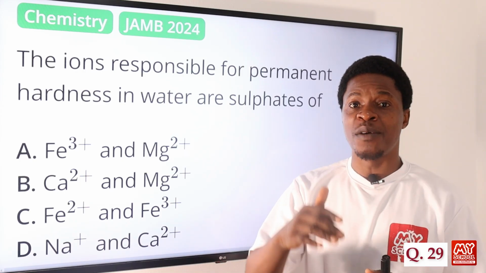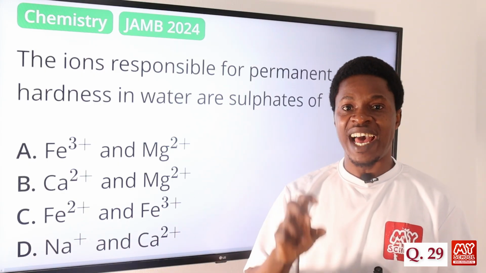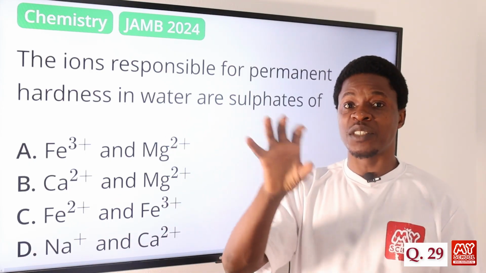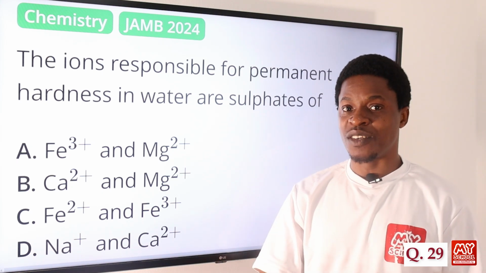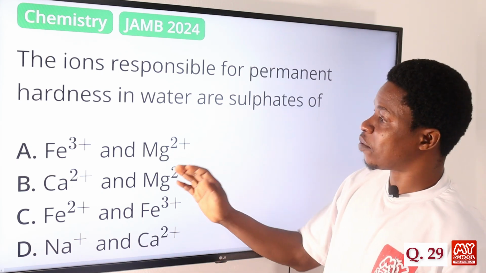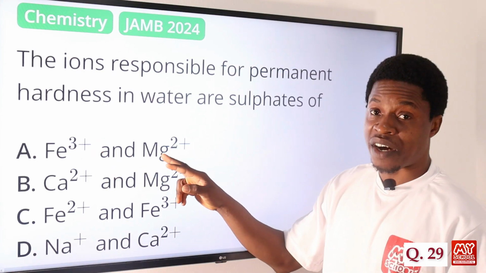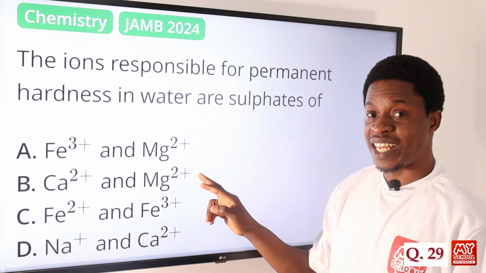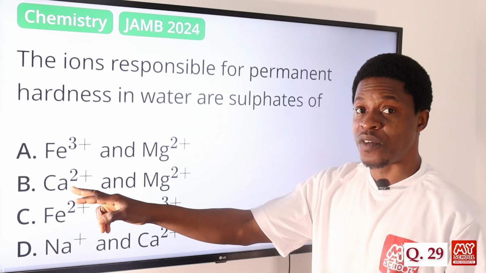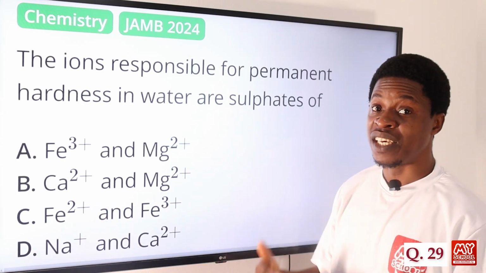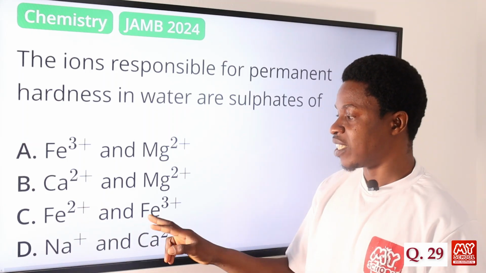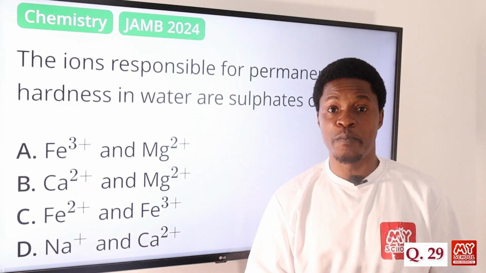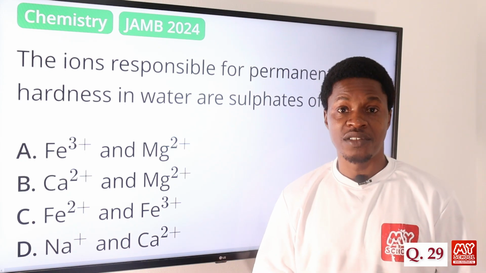In other words, calcium sulfate, tetraoxosulfate 6, and magnesium tetraoxosulfate 6, and salts of chlorides, are what is responsible for the permanent hardness. If you look at these options, we have Fe3 plus and magnesium. This is correct, but Fe3 is not. We have calcium 2+ ion and magnesium ion. That is correct, because it is calcium sulfate and magnesium sulfate salt that are actually responsible for permanent hardness. We have this and this, which is not correct. So the correct answer here is option B, calcium ion and magnesium ion.